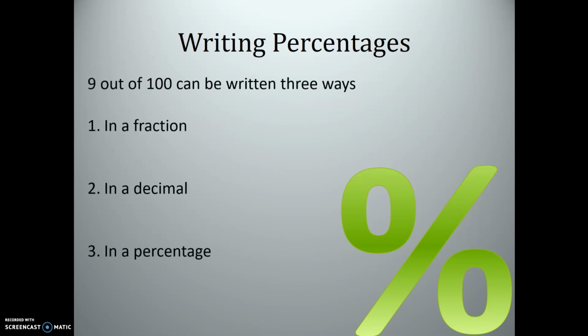Let's practice that now with 9 out of 100. If we write that as a fraction, we have 9 out of 100, or 9 hundredths. As a decimal, also 9 hundredths, or as a percentage, 9%.